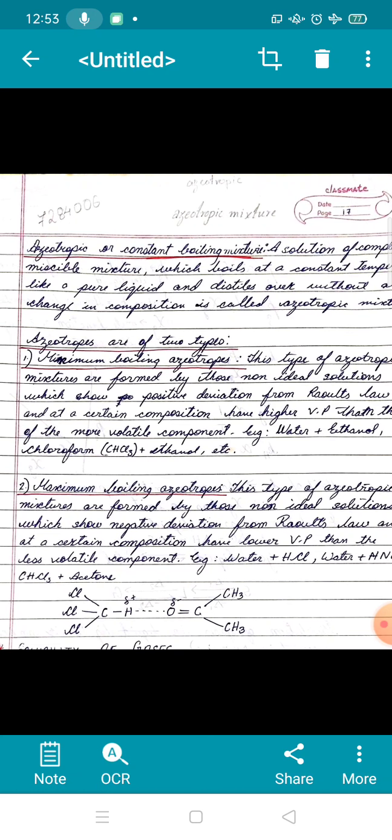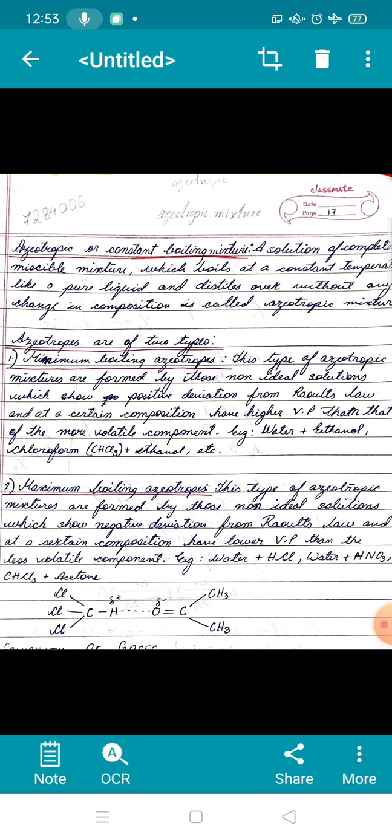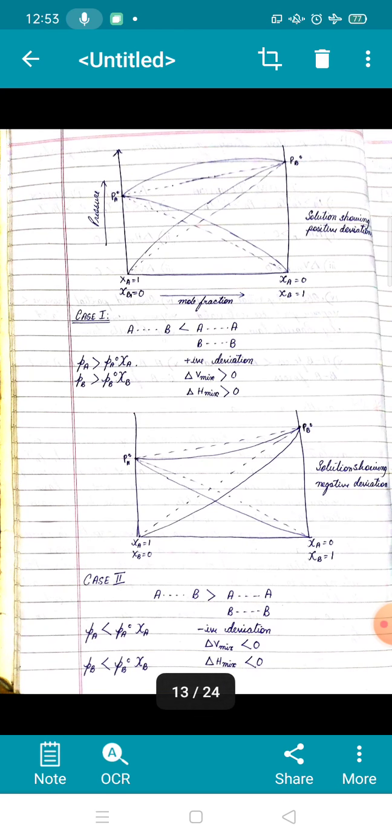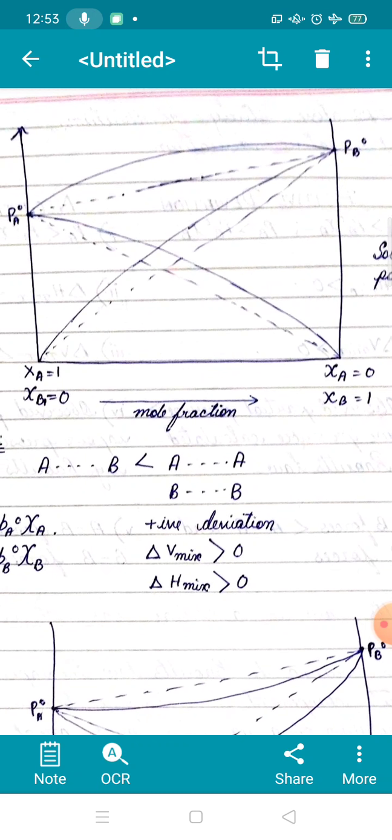So there are two types of azeotropic mixtures. One is minimum boiling azeotrope, another is maximum boiling azeotrope. As the name suggests, a maximum boiling azeotrope mixture will boil at a higher temperature than the boiling points of A and B. And minimum boiling means at a lower temperature than components A and B. You can understand with the help of this graph. You see, this graph shows the dotted lines, which are showing ideal behavior, which we have already drawn while understanding Raoult's law for volatile components.